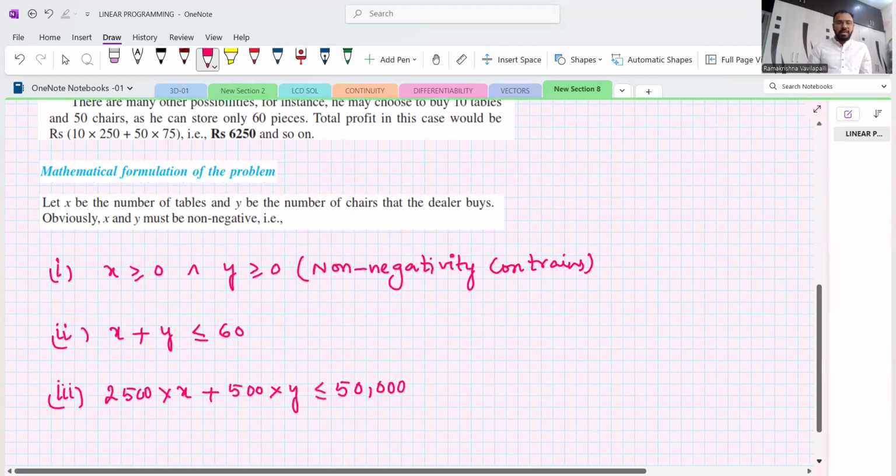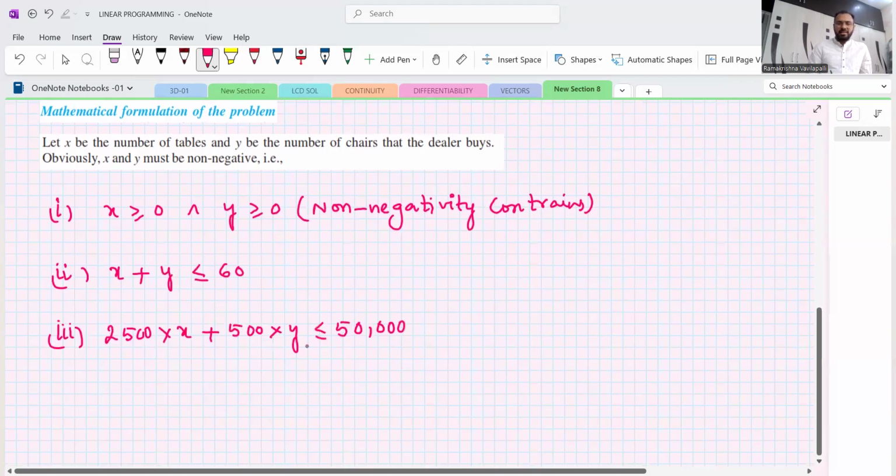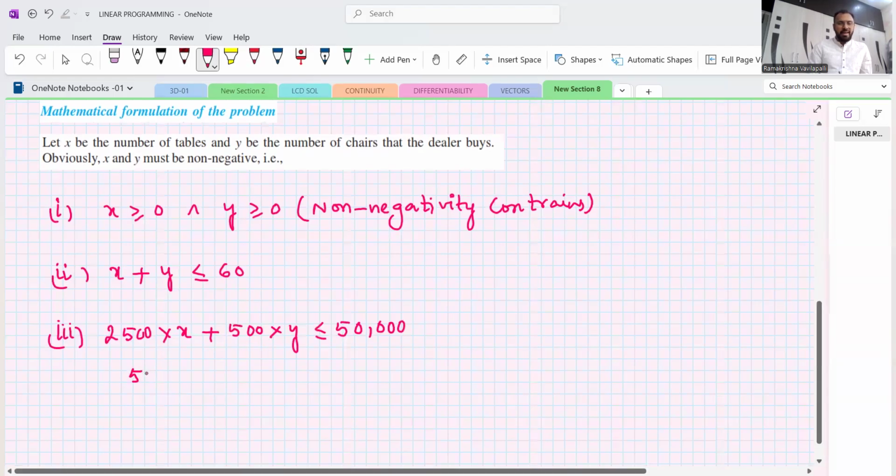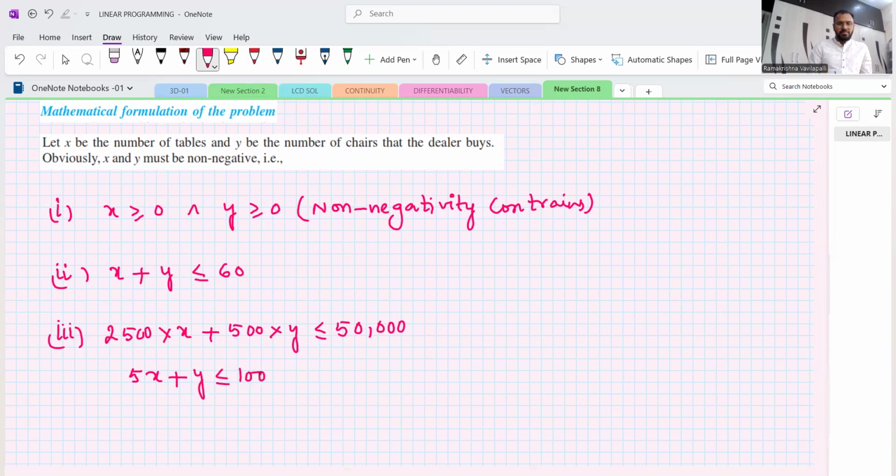So what I can do here is cancel two zeros, and one 5 also I can cancel, so that I will get 5x plus y less than or equal to 100. Now, these are the non-negativity constraints.